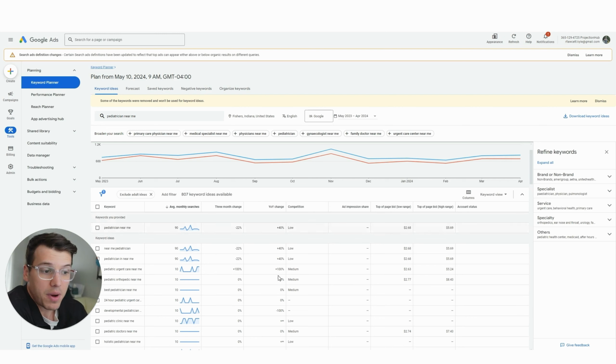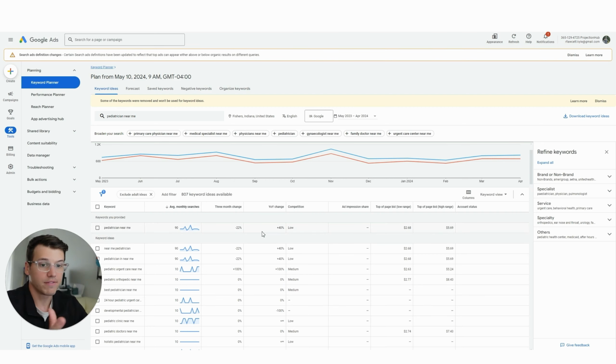But this is good. It is positive that there are more people searching for that. It's at least some inclination that someone wouldn't search for that if they didn't need one. They're doing that because they're looking for a new doctor, or to change doctors, or find one. And so that's a nice indication that there's a growing need for that.